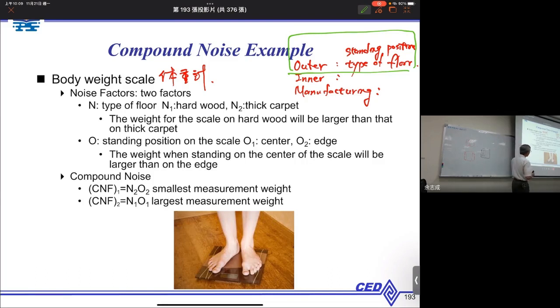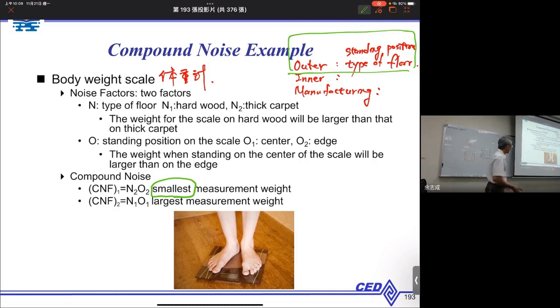For this particular position, which means that if you put it on the thick carpet, and also if you stand on the edge, then your reading, the bathroom weight you get, will be the lowest, right? This one will be the smallest.